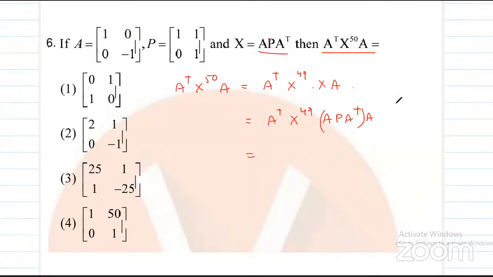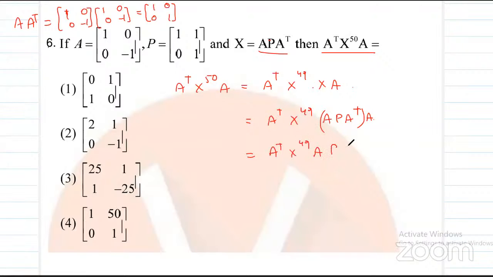So now what do you get? A into A transpose. So we have to find that first here. This is A, and what is A transpose? This is 1, 0, 0, minus 1, and its transpose, if you multiply, you'll get the same thing: 1, 0, 0, 1. So this is the identity matrix we got, A into A transpose. So A transpose, let X to the power 49 be as it is, then A, P, and this is I, the identity matrix. You can write it or leave it out, it's fine.